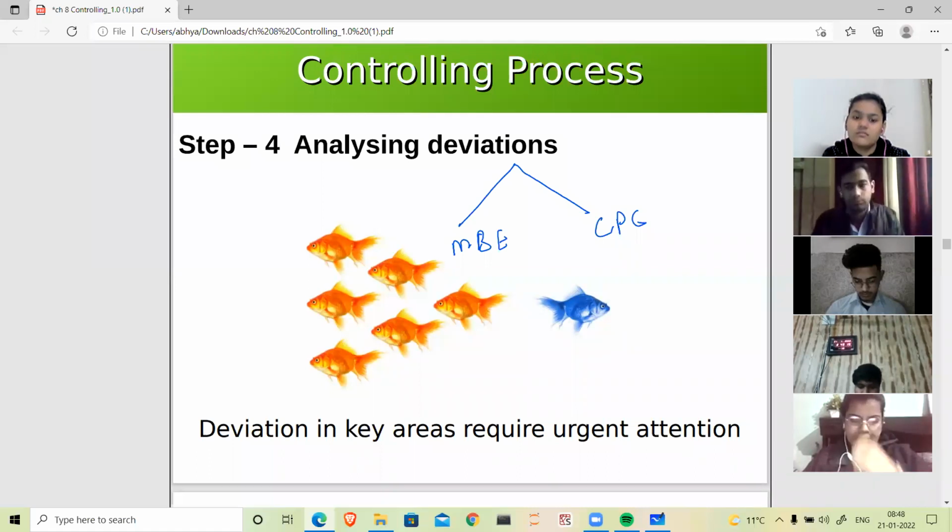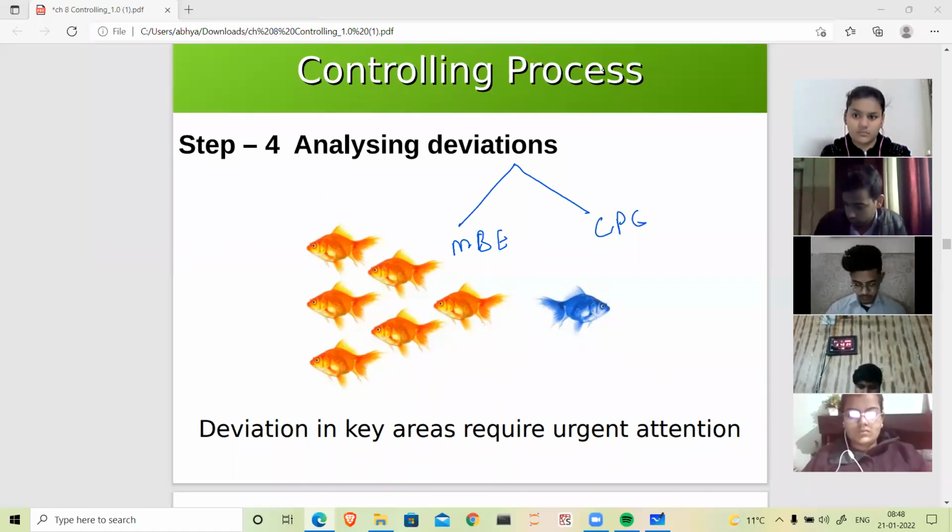But whenever you are explaining the process, at that time also you need to explain these two techniques in short, because these are part of the process. So you cannot just write here, in this step, that the deviations are analyzed. You have to explain the techniques.